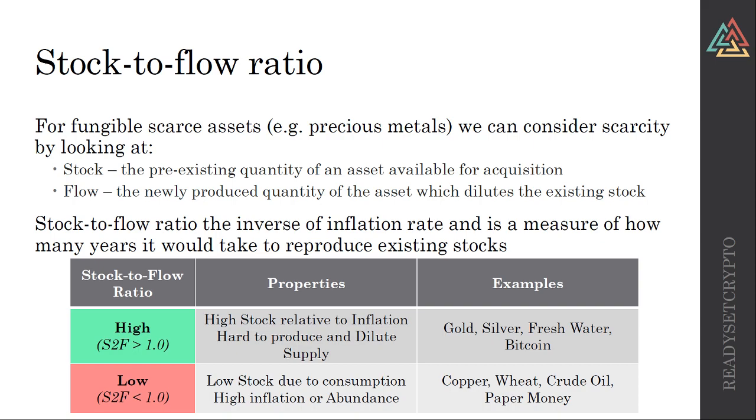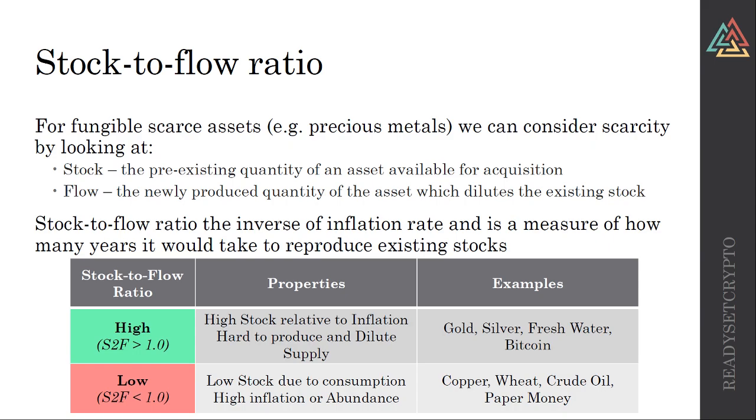So you've got a pre-existing stockpile and you've got a consistent flow or production that's coming in. So stock to flow ratio is literally the ratio of those two. And it's basically the inverse of the inflation rate. If you do 1 over inflation rate, that gives you stock to flow. And it's basically a measure of how many years, if you took an annual inflation rate and you invert it, that's telling you how many years it's going to take to reproduce the existing stocks.